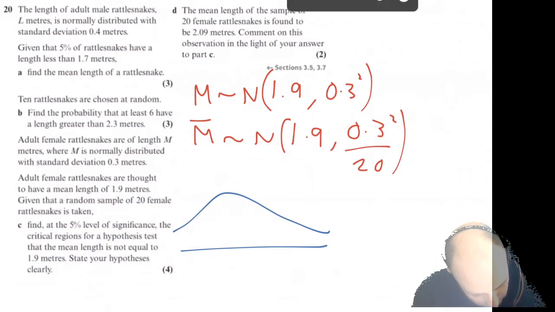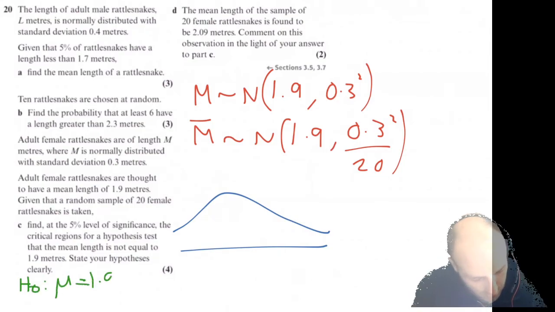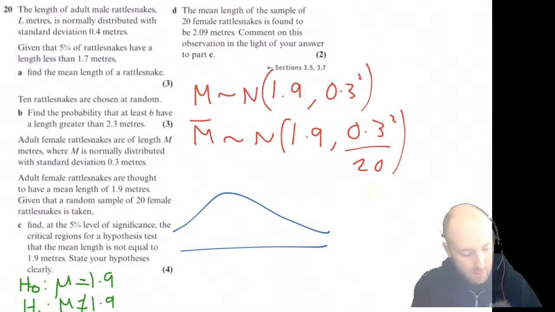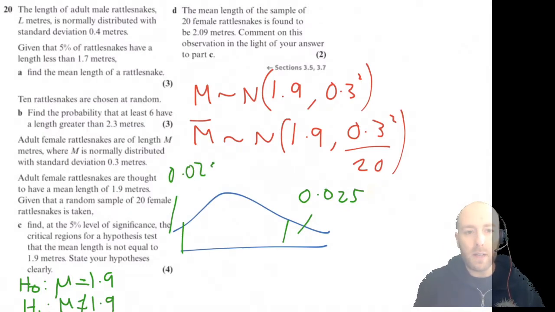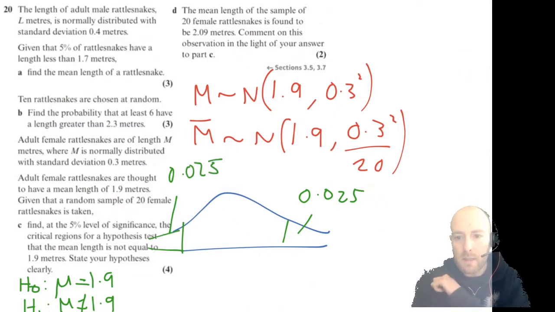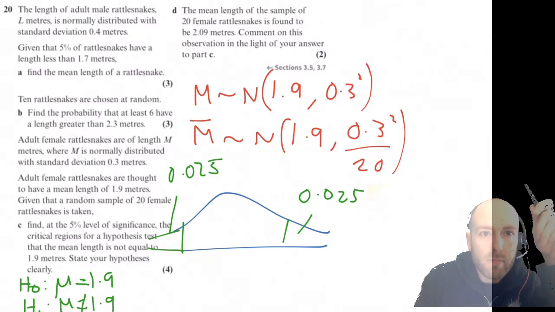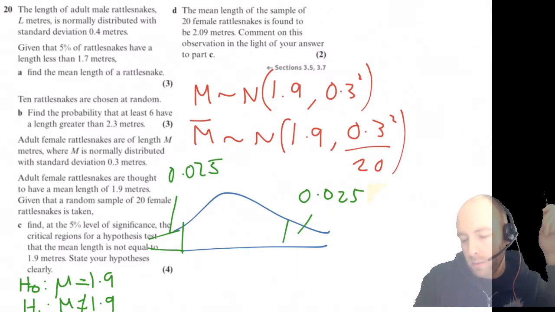So H0 mean is still 1.9 and H1 we're checking if the mean is not equal, so it's two-tailed again, not equal 1.9. So two tails, 5%, so we're going to do 0.025 per tail. Find the critical values, and that's what it wants us to do for part C. And for the next bit, it wants us to check if 2.09 is a critical value or not.